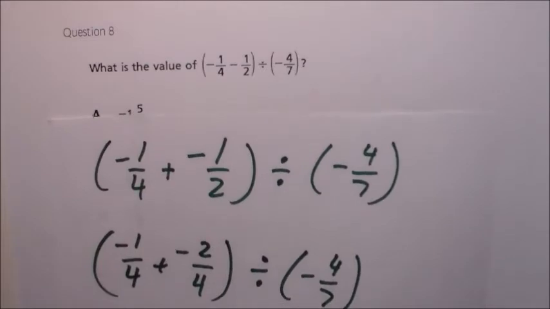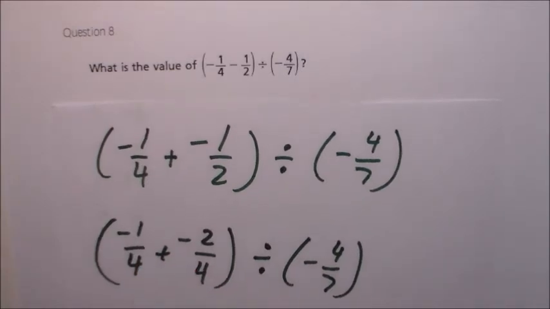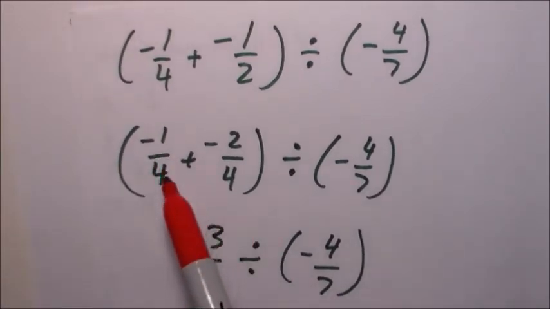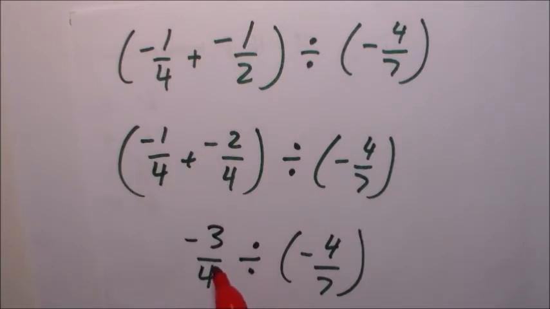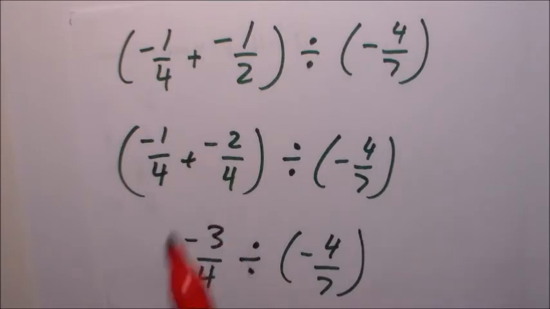So let's go ahead and get a common denominator. We'll turn 1/2 into 2/4, so that can talk to 1/4 more easily. Add -1 plus -2 and get -3/4, right? Because -1/4 plus -2/4 is going to get us -3/4. Add the numbers together, keep the sign when both signs are the same.